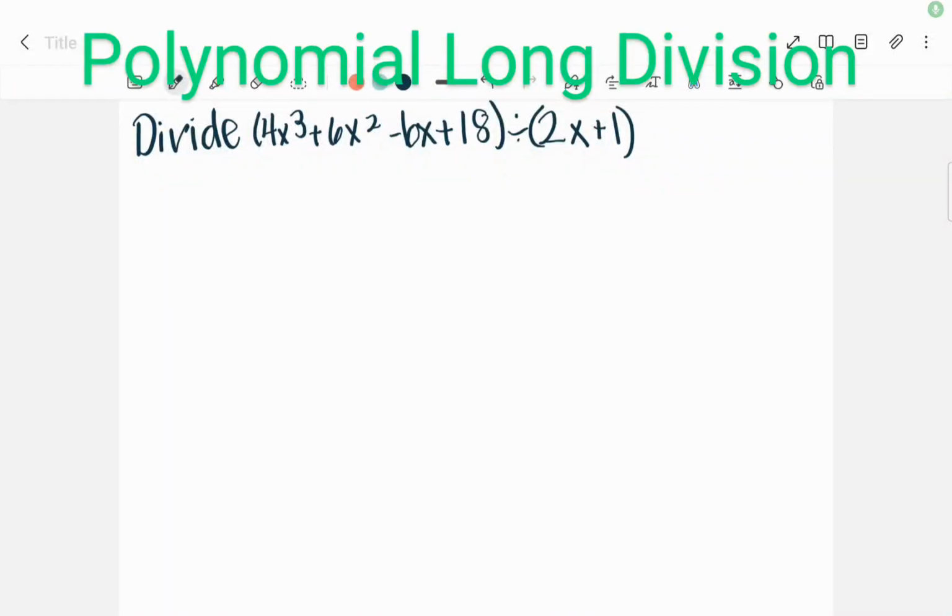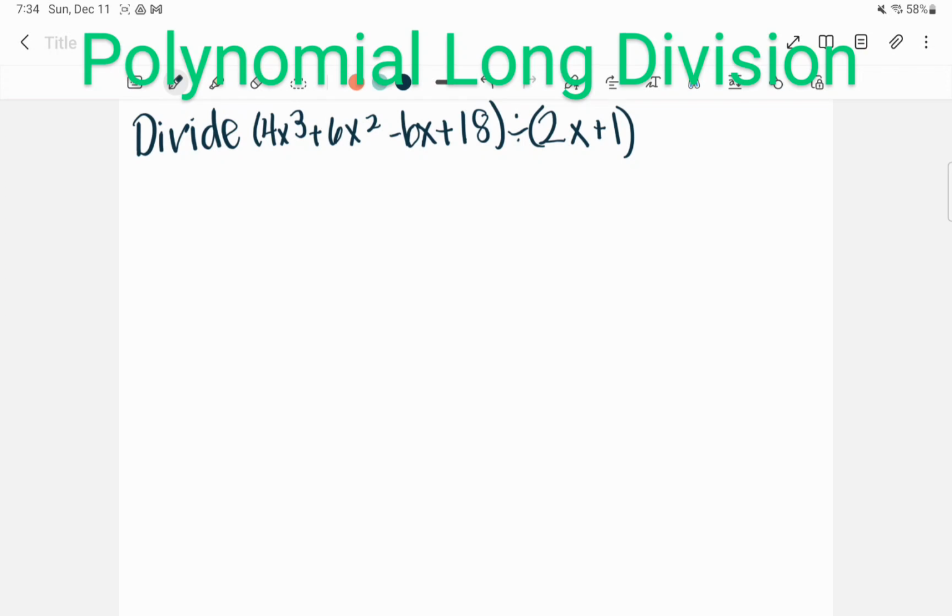This is Mrs. Often, and I'm here to show you how to do a couple of polynomial long division problems. So in our first example here, we're going to divide 4x cubed plus 6x squared minus 6x plus 18 by the binomial 2x squared plus 1.